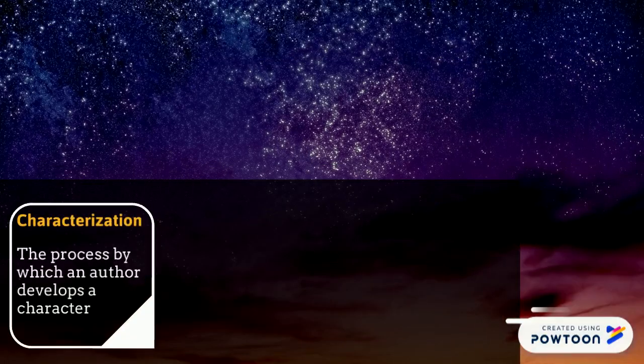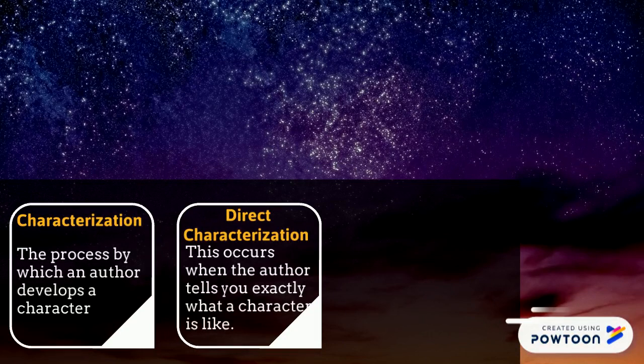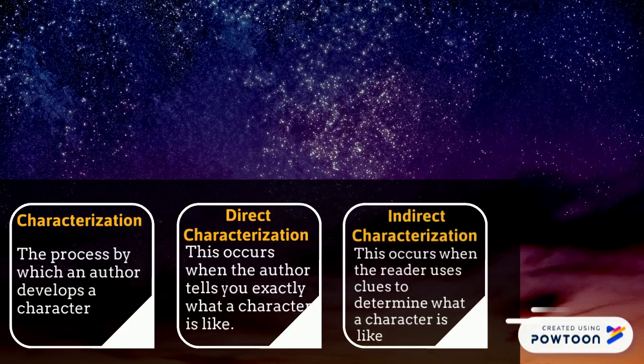Characterization is how an author helps a reader understand what a character is like. If the author states directly what the character is like, this is direct characterization. If the reader uses clues from the stories, this is indirect characterization.